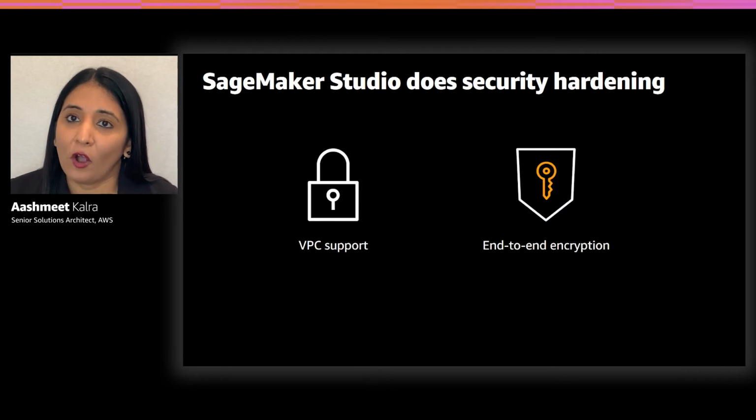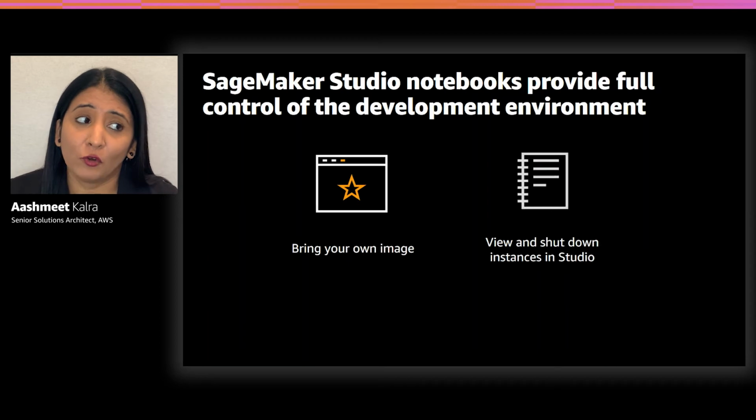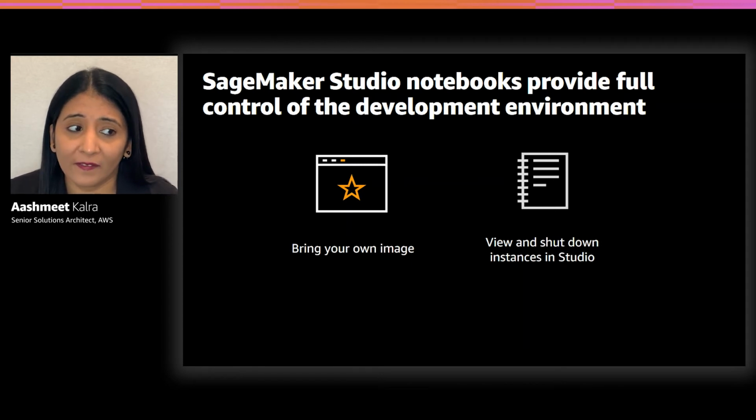Having the capability of customizing environments and standardizing security comes up as priority number one, especially if you are working in enterprises. SageMaker Studio provides security hardening capabilities via encryption at rest and in motion, and also VPC support directly. Along with that, developers have full control of their development environment, wherein they can bring their own image or view and shut down instances in Studio whenever required.